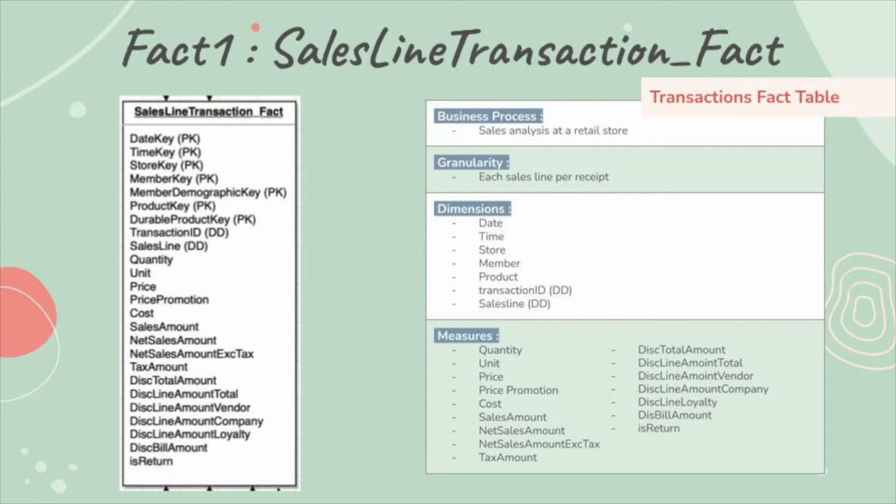For the is return measure, if it is a return transaction, the value will be 1, and if it is not a return transaction, the value will be 0. We can later use this measure to aggregate the amount of return on a particular date or a particular product.